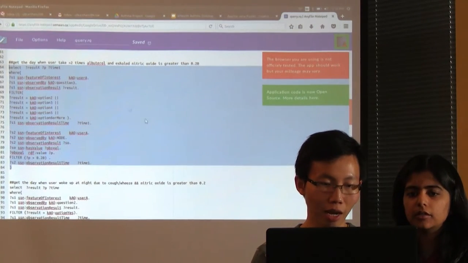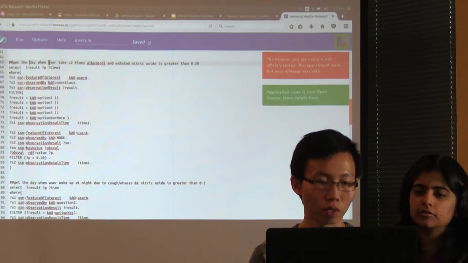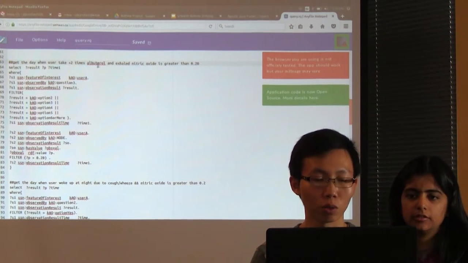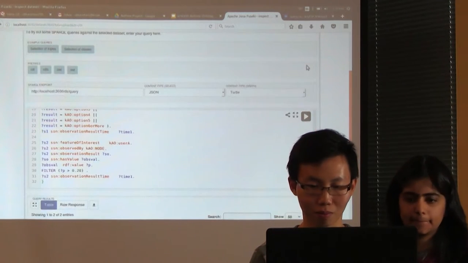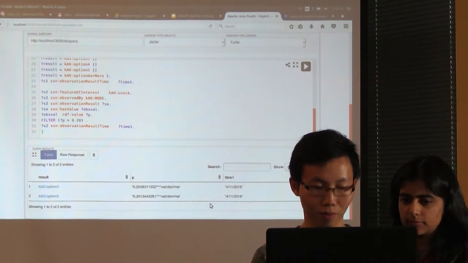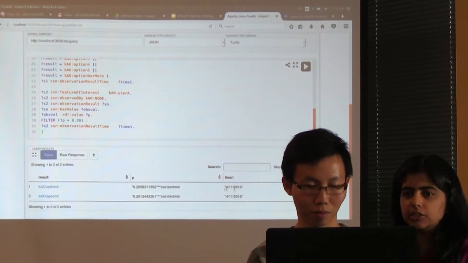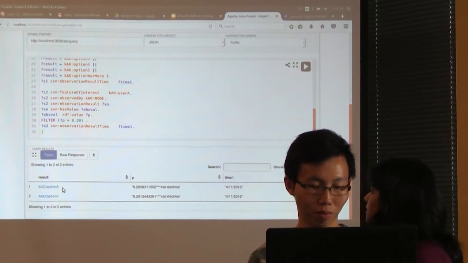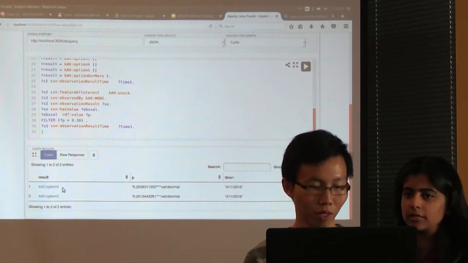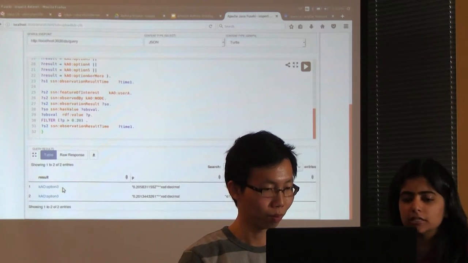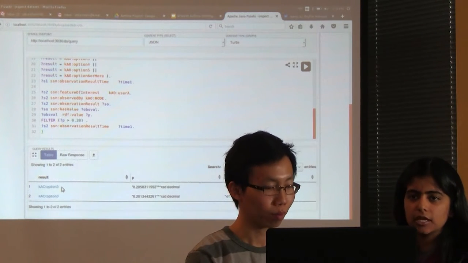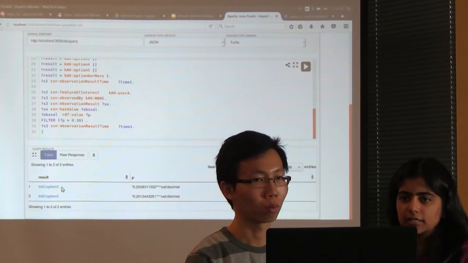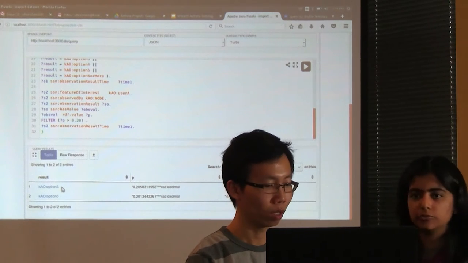So this query asks for the day when the user took albuterol more than 2 times, and also the user has actual nitric oxide greater than 0.20. So option 3 is greater than 2. Option 0 means has not taken albuterol, option 1 is once, option 2 is 2 times, option 3 is 3 times. In the application there are about 6 options: 0, 1, 2, 3, 4 plus. So option 3 means it has taken albuterol three times.